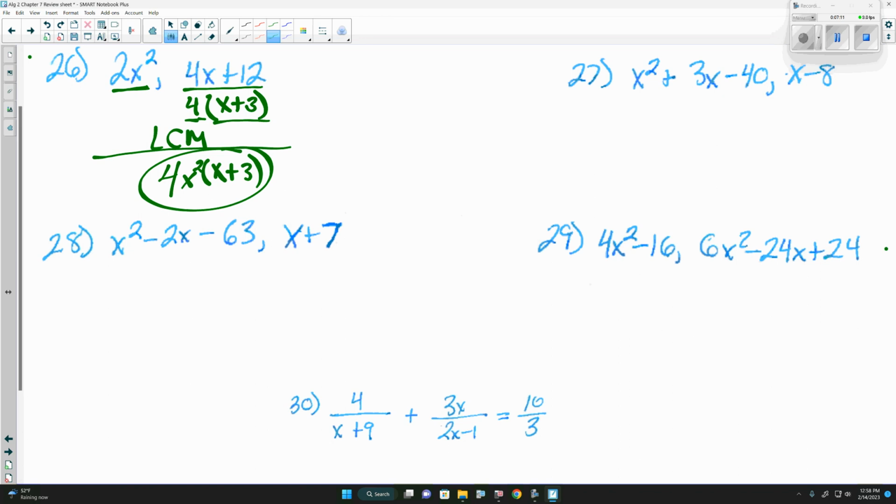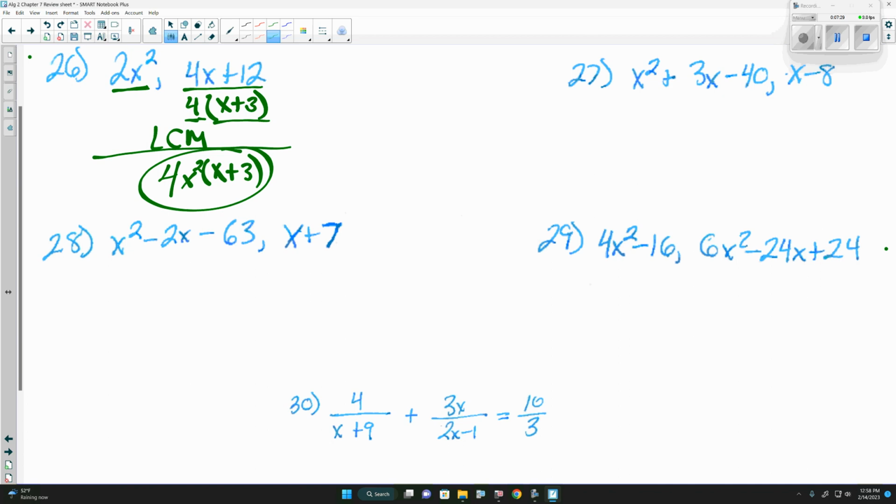Any questions on 26? Let's look at 28. Now 28, we still need to factor the x squared minus 2x minus 63.